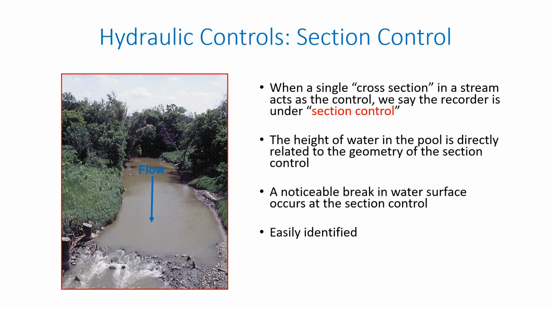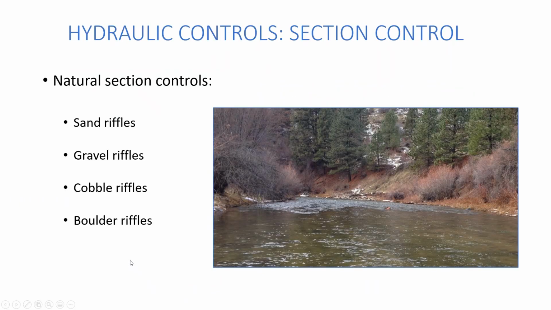So just to highlight the section control a little bit more, when a single cross section in a stream acts as a control, we say the recorder is under section control. So here's the recorder here on the left, or the true right of the stream. You can see the section control. Here's the recorder pool. So the height of water in the pool is directly related to the geometry of the section control, the size of it, the height of it, and the depth behind. The noticeable break in the water surface occurs at the section control, and it's easily identified.